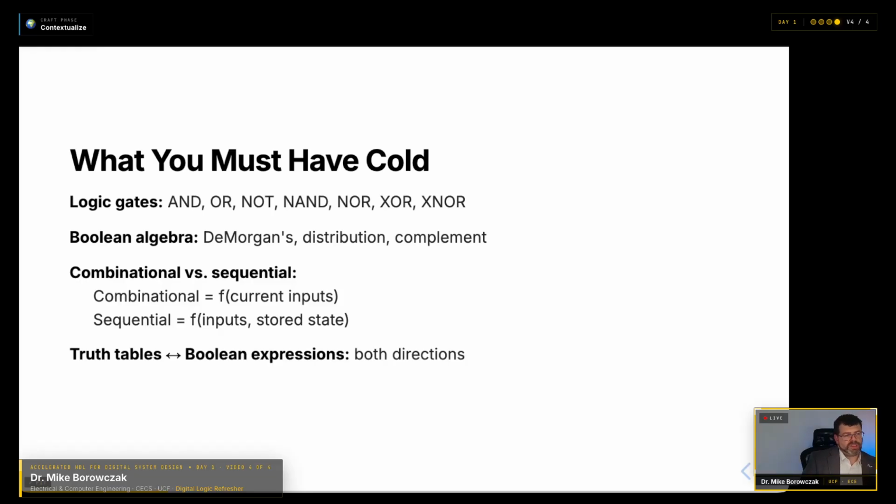Truth tables are essentially bidirectionally equivalent to Boolean expressions, right? So can you go from a truth table to a Boolean expression or a Boolean expression to a truth table? Being able to do that is important. All right, understanding what a D flip-flop is: essentially it captures the value of D, the input, on a clock edge.